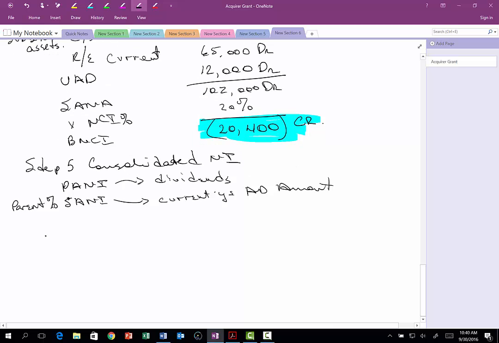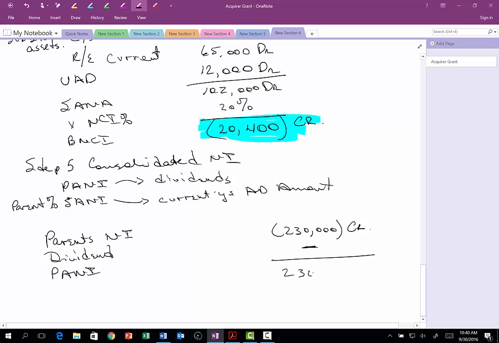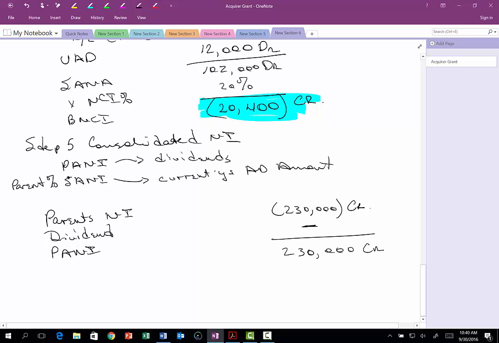So first of all, we take the parent's net income. The parent's net income in this particular case, if you go back to your textbook or to the worksheet that you have, the parent's net income for the year is $230,000, of course in a net income, so credit position. Normally we would have a dividend adjustment, which we would have considered in step 3 in order to be used in this step, but there is none. So consequently, Panny is in fact equal to $230,000 in a credit position.